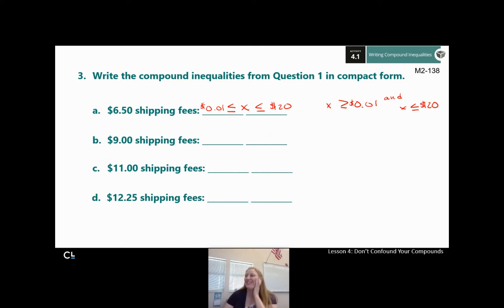Yay. How'd you do with the others? Hang on, I'm going to erase this so we can write the pretty version. I'm going to put the pretty version up. That's so pretty. I love it. What about the next one?